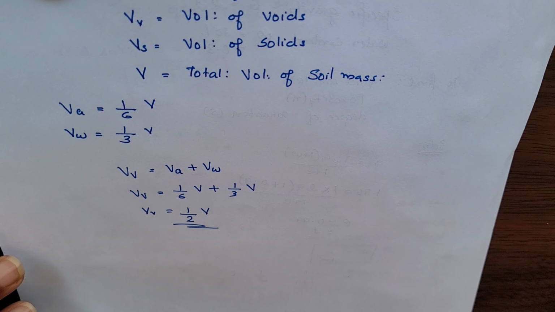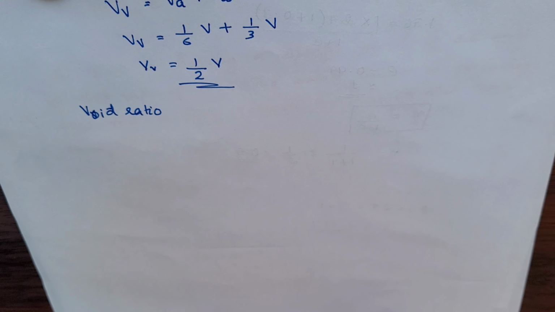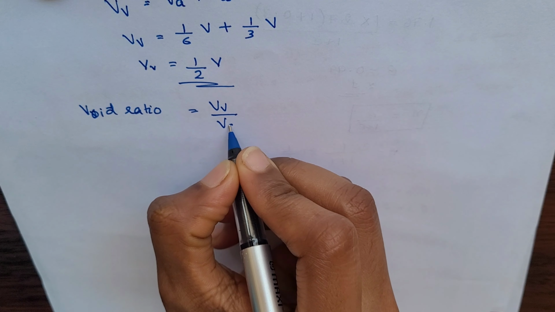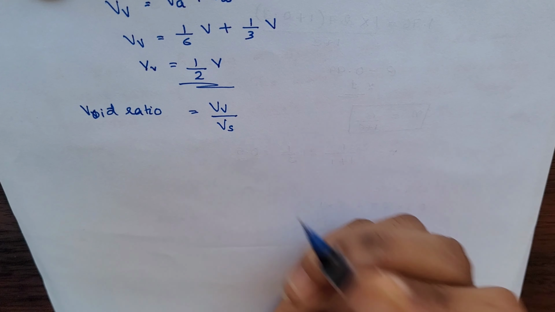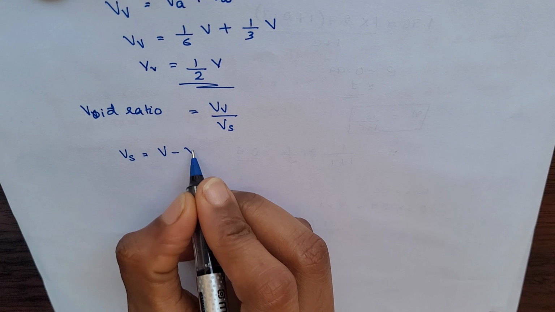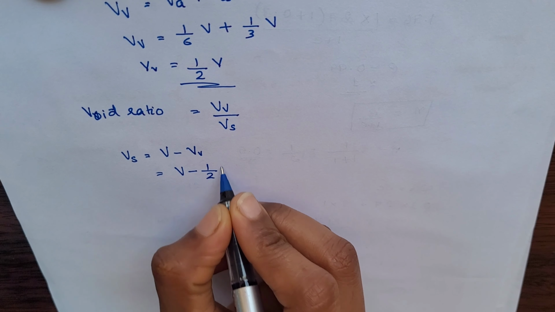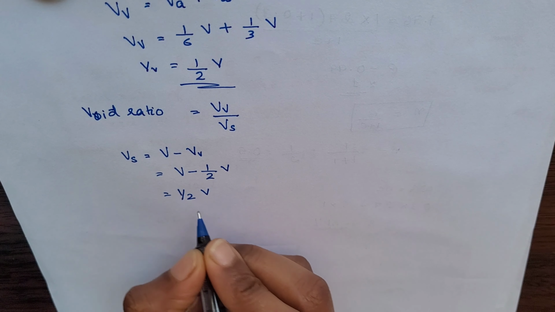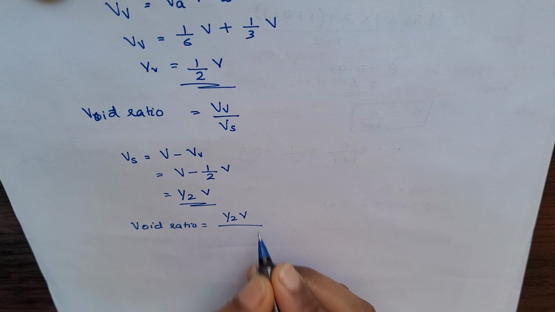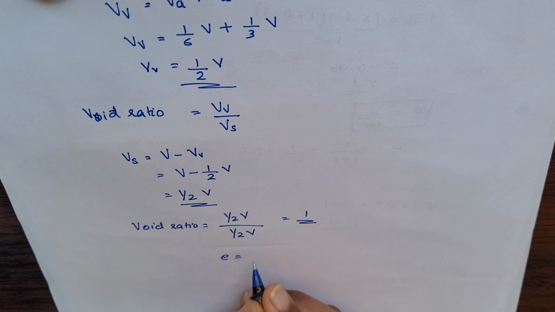Here we can find out the void ratio. Void ratio is expressed in terms of the volume of voids and the volume of soil solids. Here we know the volume of void, but we don't know the volume of solids. The volume of solids we can find by subtracting the volume of voids from the total volume. That is V minus 1/2 V, so the volume of solids is 1/2 V. It is clear that void ratio equals volume of void, half V, over volume of solid, also half V, which is equal to 1. So the value of void ratio is 1.